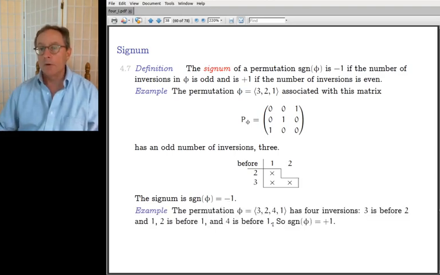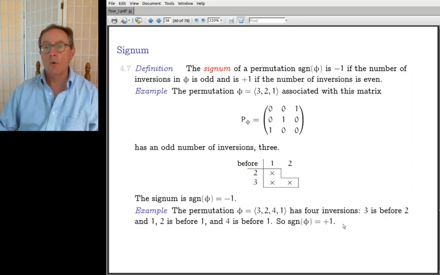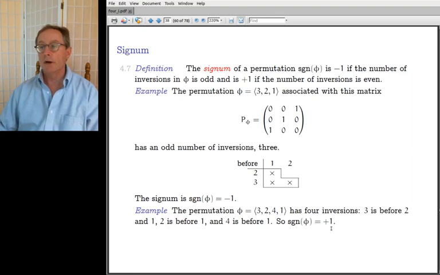The permutation 3, 2, 4, 1 has 4 inversions. So the signum is +1. So you take the number of inversions. If the number of inversions is even, you write down a +1 for the outcome of this function. If the number of inversions is odd, you write down a -1 for the outcome of this function.